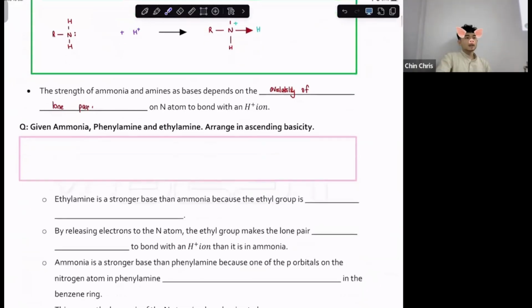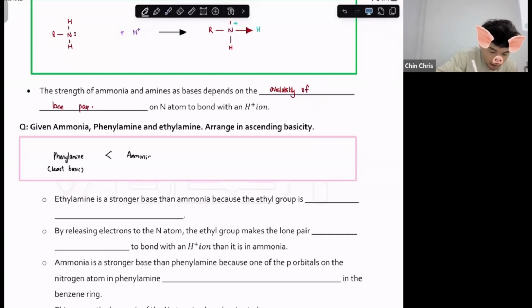Alright guys, now let's continue. We have ammonia, phenylamine, ethylamine arranged in ascending basicity. So again, if you look at do re mi, phenylamine is the least basic. I want you guys to put it here. Phenylamine is the least basic. Ammonia. And finally, ethylamine is the most basic.